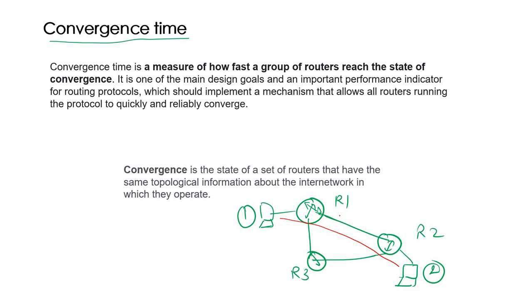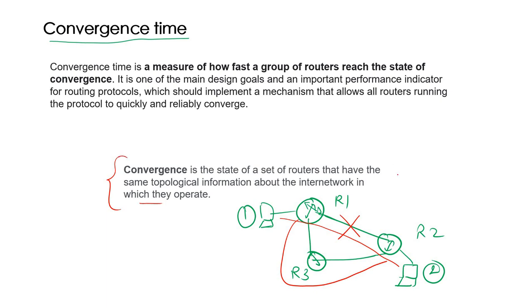Suddenly that link fails. So obviously this router has an alternate path, this one. It will take some time to update the routing table entry and forward the packet along the alternate path. This breaking of the link and recovery of our network is called convergence. Convergence is the state of a set of routers that have the same topological information about the internetwork in which they operate. This is a little complicated.